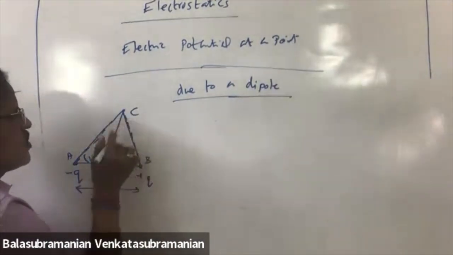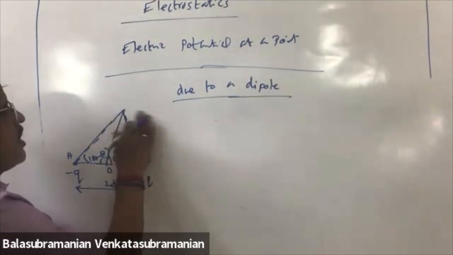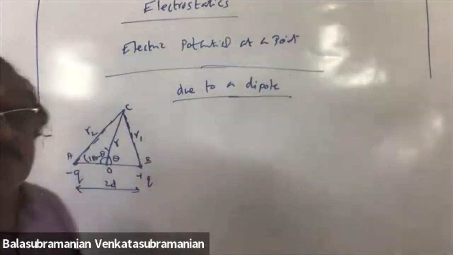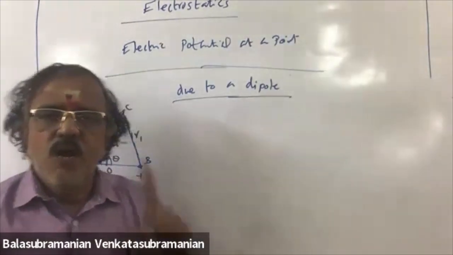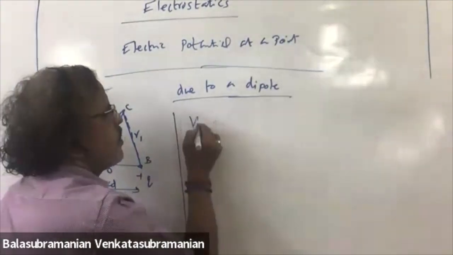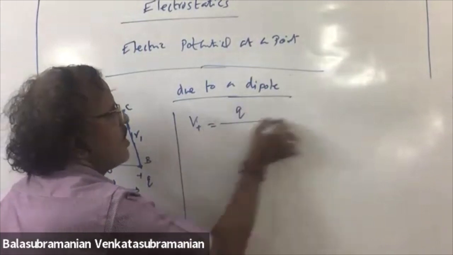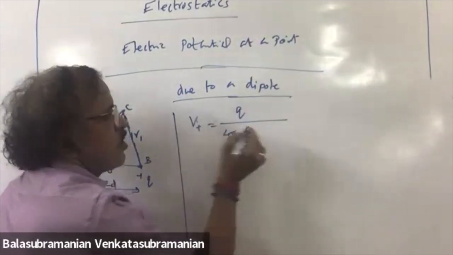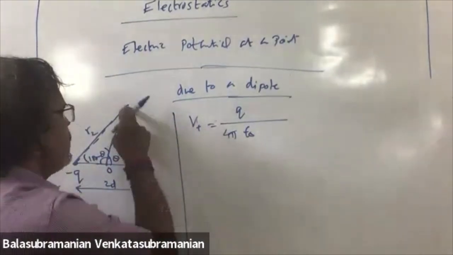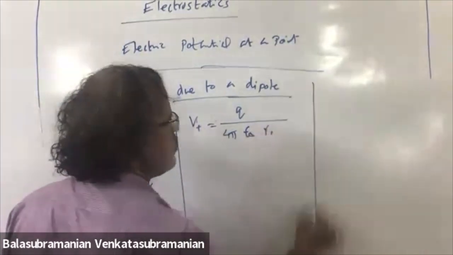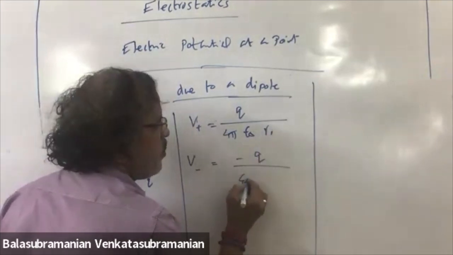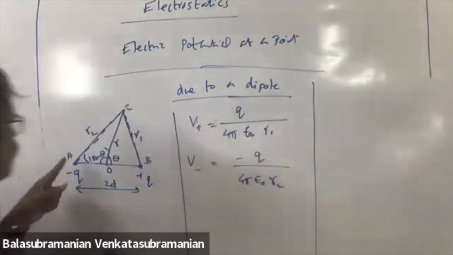Take this distance OC as R, BC as R1, AC as R2. Now the potential due to plus Q charge I want to calculate. V plus, what is the formula? Just now we have derived: Q by 4 pi epsilon naught R. In our case, R1. V minus you calculate: minus Q by 4 pi epsilon naught R2.